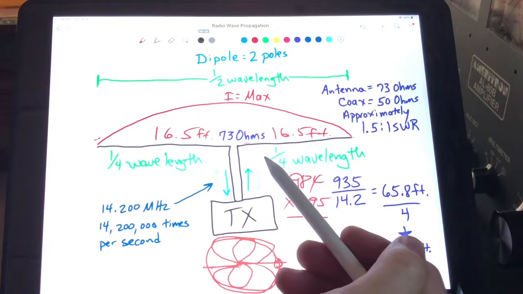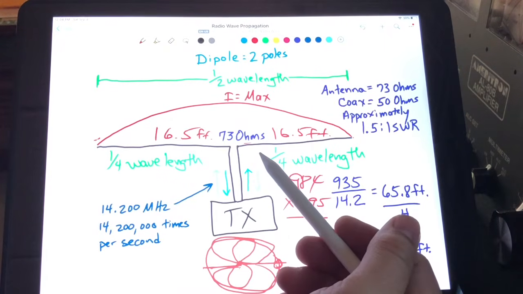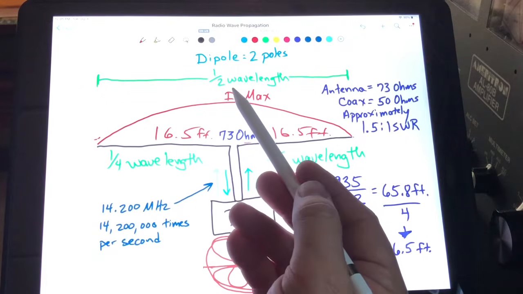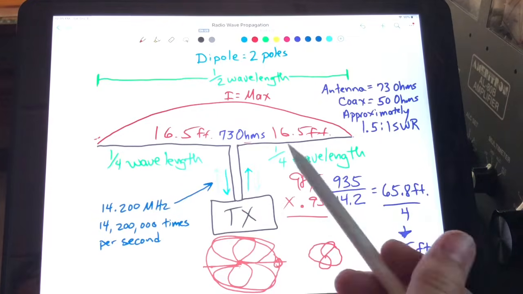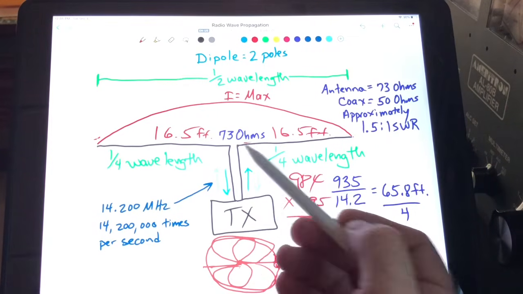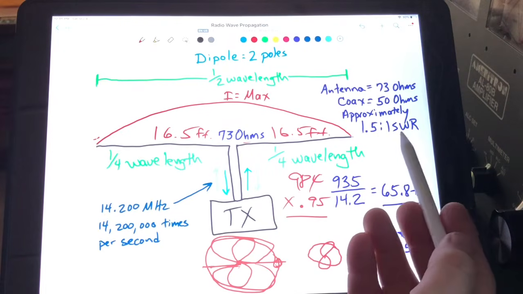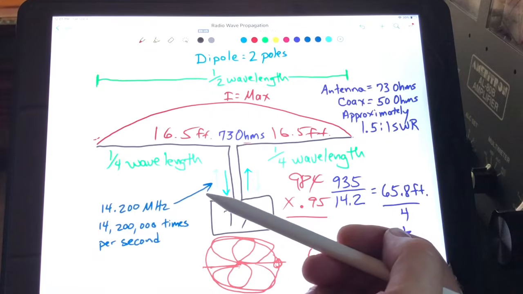The wave is the strongest in the middle, so the middle of your antenna should be at the highest point. If you're going to do an inverted V, just get the middle up at least a half wavelength above the ground beneath the antenna. And again, remember the feed point impedance, approximately 73 ohms. With 50 ohm coax, you will have a 1.5 to 1 SWR, and that is plenty good for amateur radio.